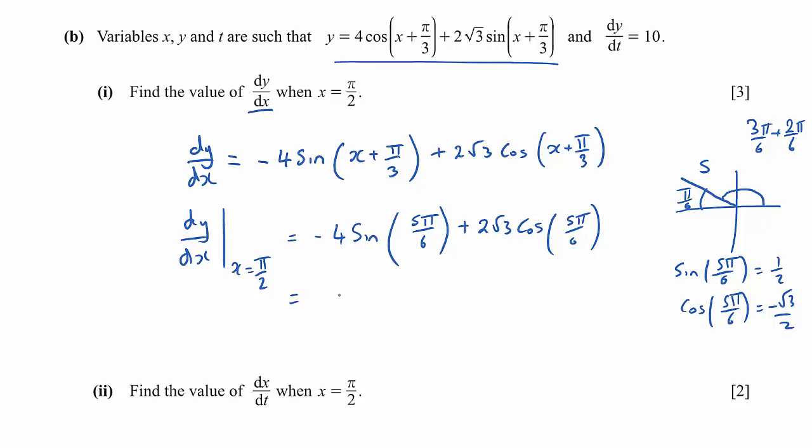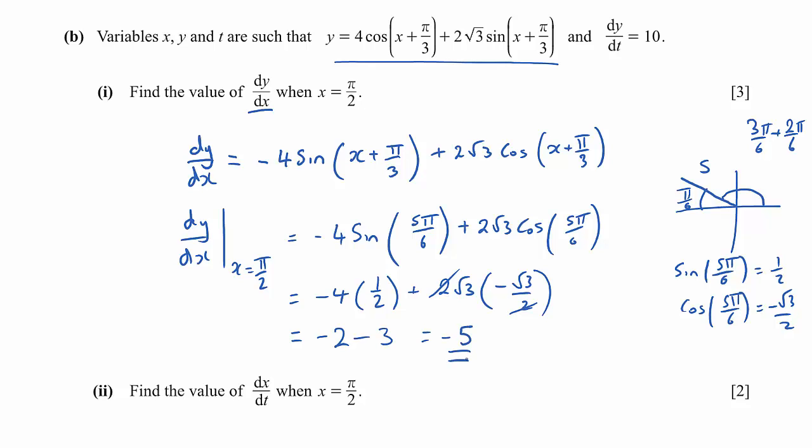So what do we have? We've got negative 4 times a half plus 2 root 3 times negative root 3 on 2. So those 2's will cancel quite nicely. And that gives me negative 2. And take away 3 gives me negative 5. So here we've got 2 times negative root 3 times negative root 3 on 2 giving me negative 3.